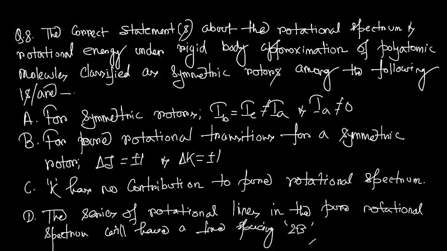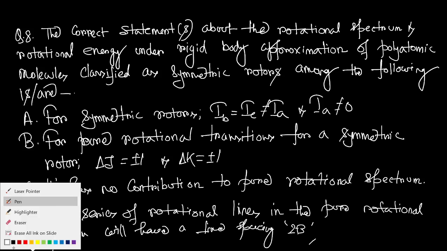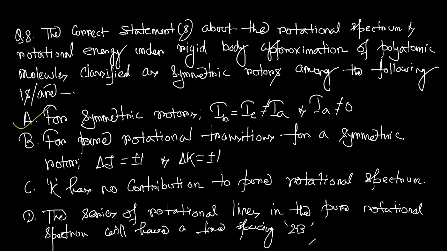For the symmetric rotors, we know that among the three moments of inertia, two are equal and another one is not equal to the other two, and all the moments of inertia are non-zero. So with this, the first option is correct. Whatever the relationship between the moments of inertia, we have seen it can be classified into two different parts: one is prolate and another is oblate.